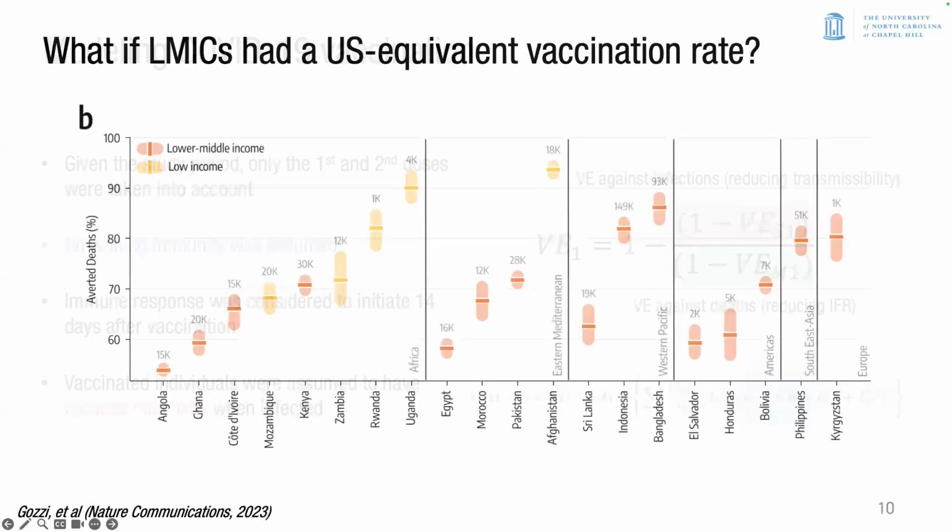And these are the results. What if the LMICs had US-equivalent vaccination rates? As you can see in these figures, for more than half of the included countries, the percentage of death averted exceeded 70%, with peaks above 90% for Afghanistan and Uganda, where significantly low vaccine coverage was reported.